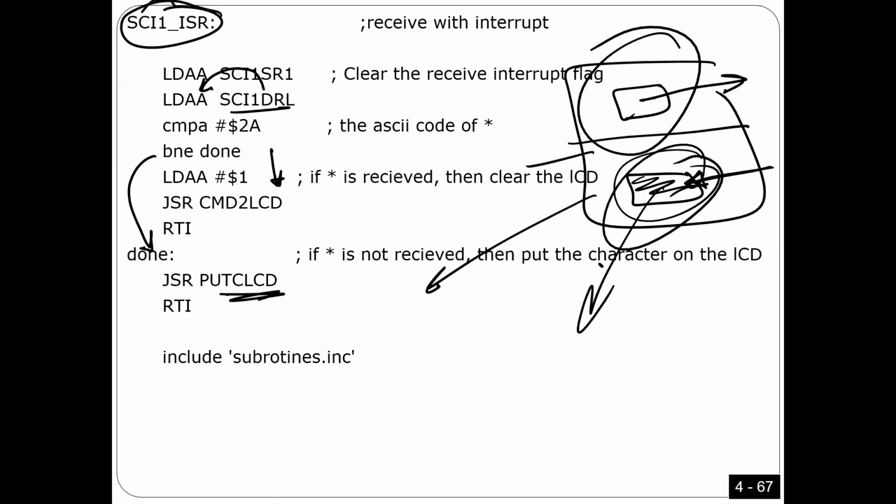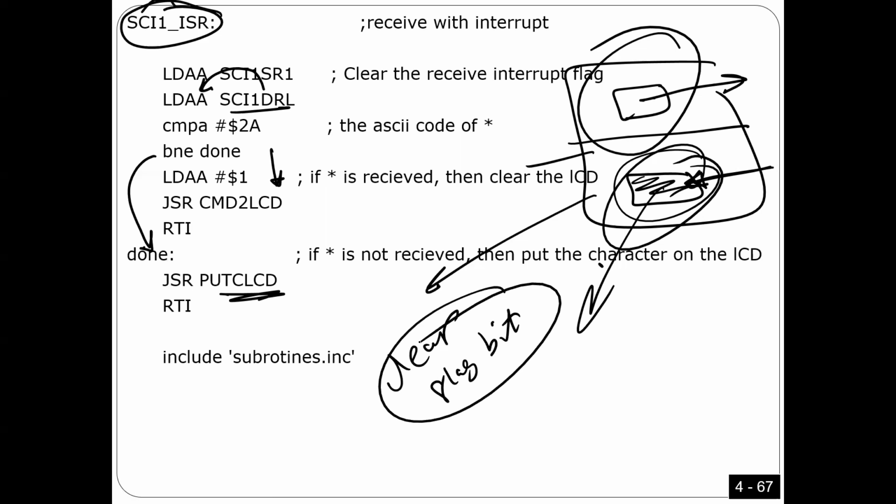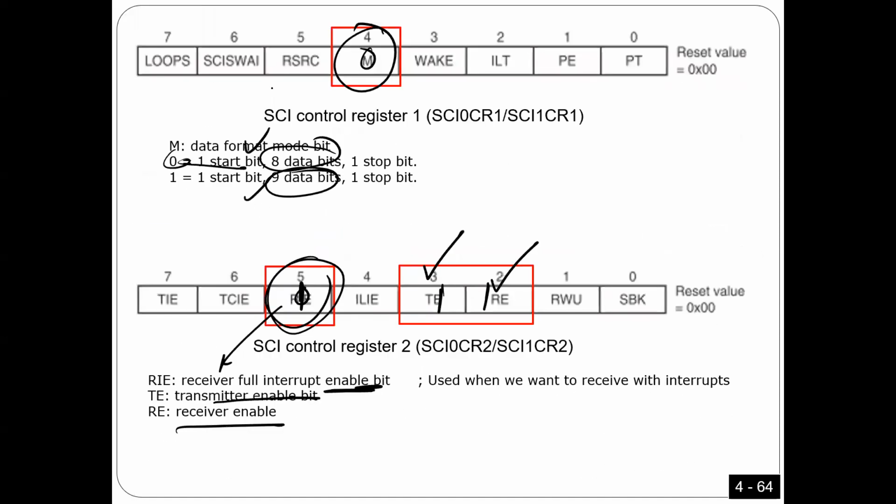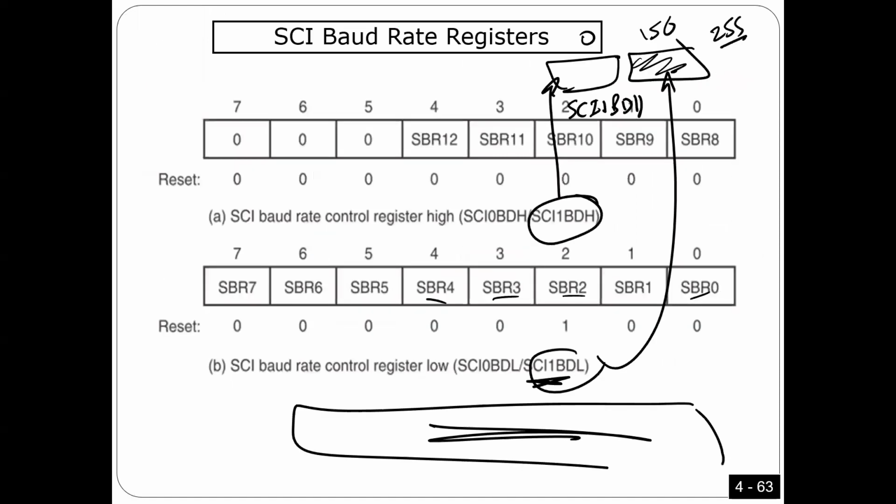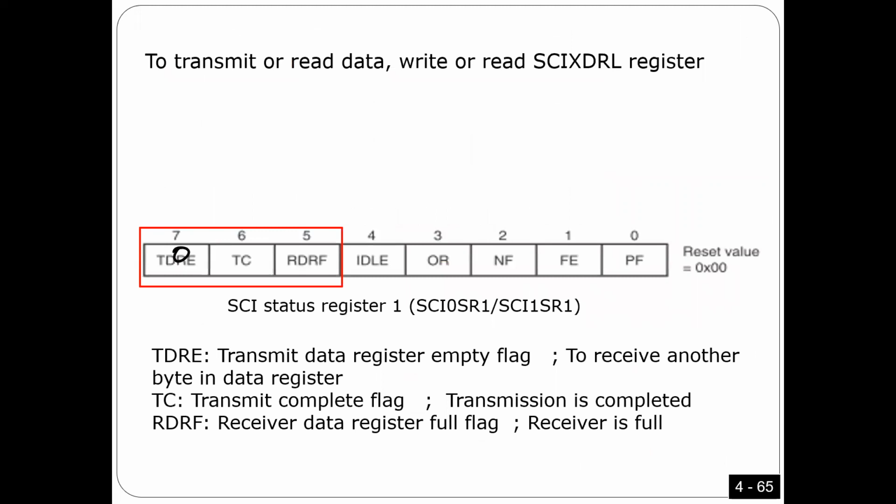One thing is left. What is that? Again, as I mentioned very early, for any interrupt, I have to clear the flag bit. You have to do that. The only exception, as I said before, is IRQ. For any other interrupt, you have to clear the flag bit. So how can you clear the flag bit here? For sure, the flag bit is in this register, SCI1 SR1. This is the flag bit.